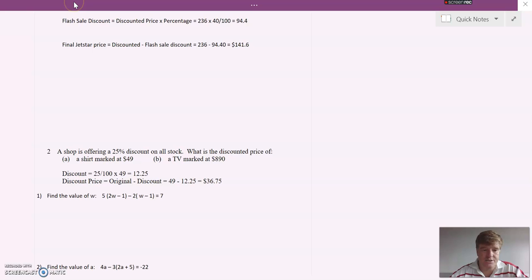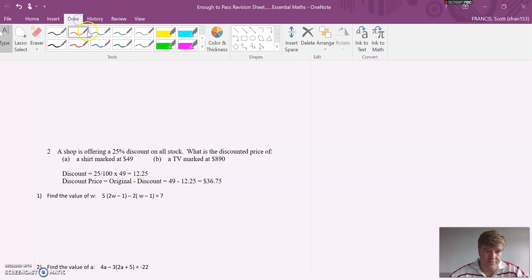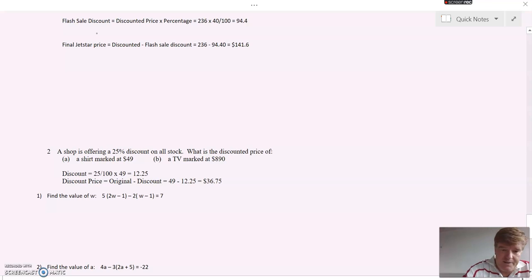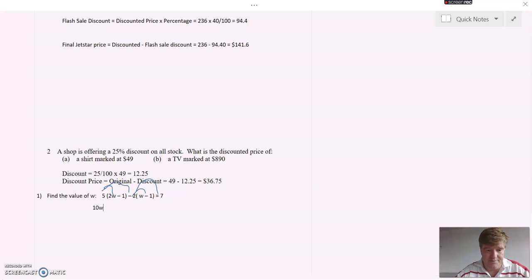I might try and do this using the drawing function here. Right? So we've got brackets that we've got to expand. So our rule for doing the brackets is we expand one by one, first by first, first by second. I haven't done that all that well, but let's try and expand this a little bit here. So 5 times 2w is 10w. 5 times minus 1 is minus 5. So that's the first bracket's expanded. Second bracket's a minus 2 times w, which is minus 2w, and minus 2 times minus 1, which is going to be plus 2, and that all equals 7.